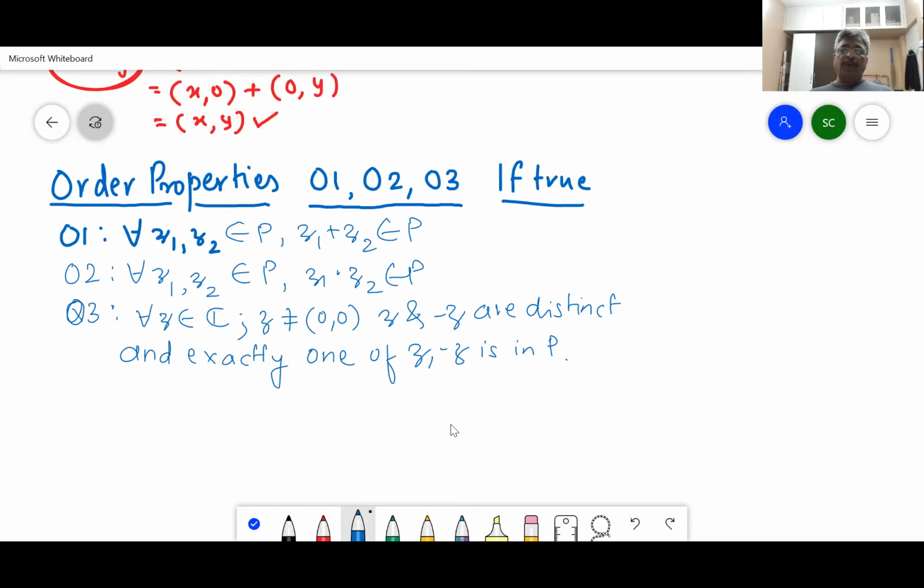Now, what do you think? I give you a few minutes to think and tell me whether ordering properties will be satisfied by complex numbers or not. Don't disclose your answer. I will wait for a few minutes for you to perform the checking of complex numbers with the addition and multiplication definition to check whether O1, O2, O3 is available or not.